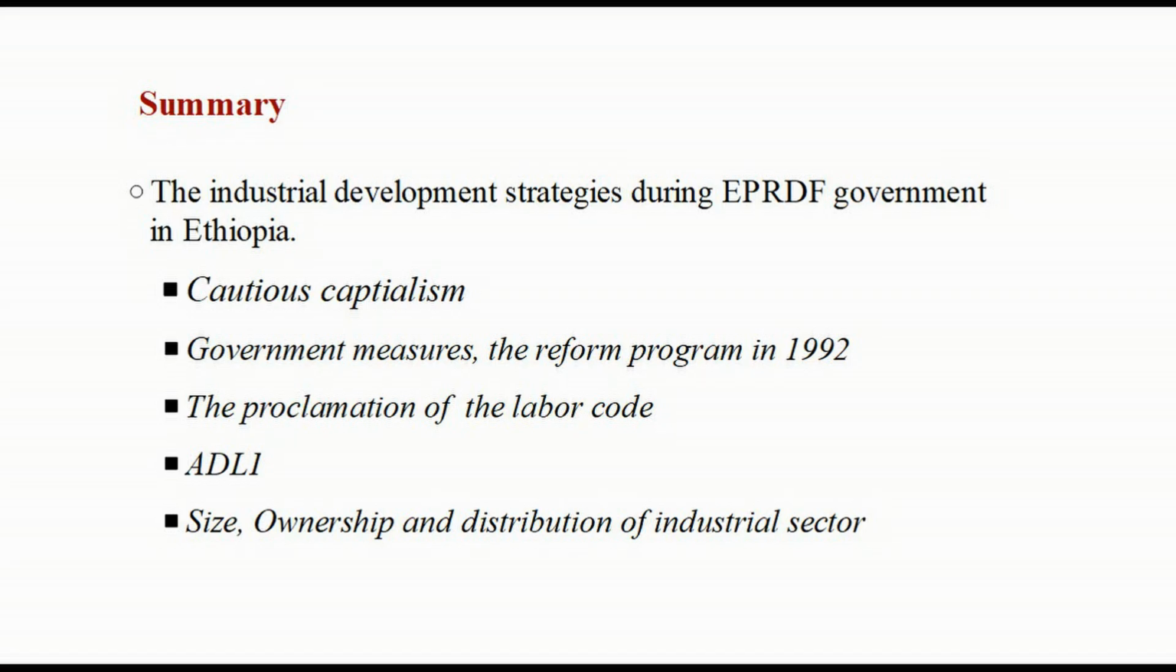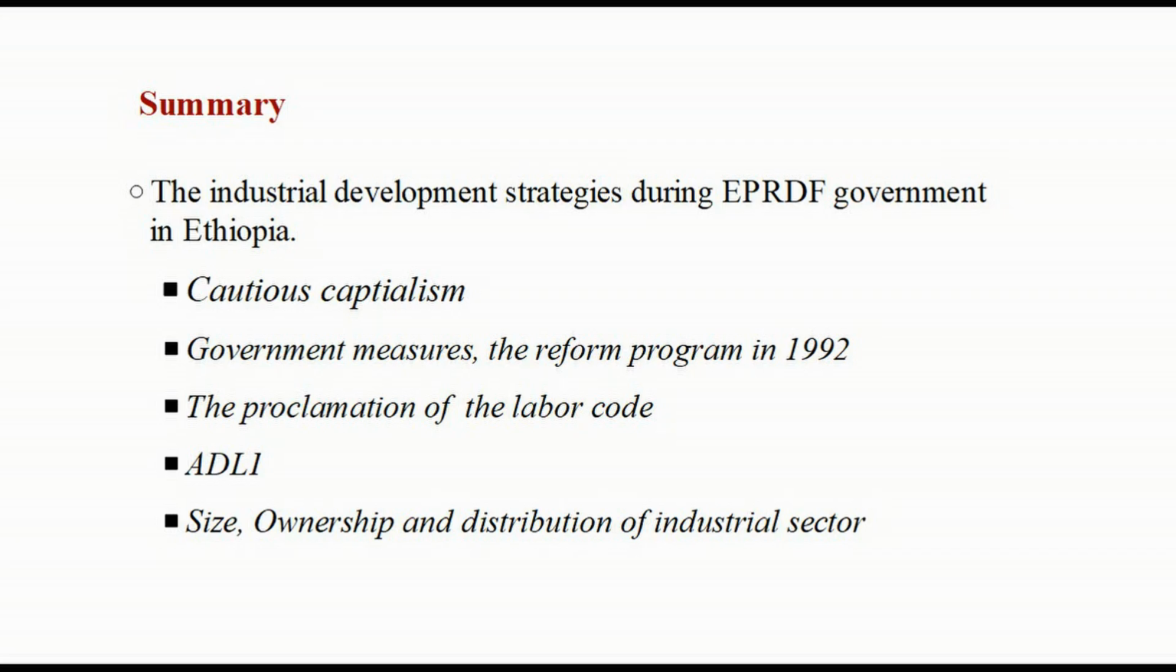Okay, students, that's all for today. To highlight what we tried to see in today's lesson, we have dealt with the industrial development strategy of the EPRDF government. When the government change took place in 1991, the transitional government of Ethiopia announced an economic policy which could be described as cautious capitalism, which is a total change in ideology from the previous government. This now allowed the involvement of the private sector at large.